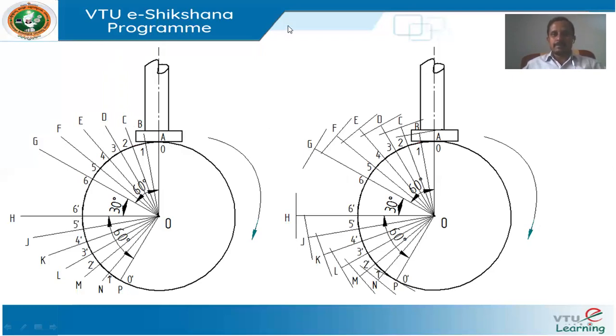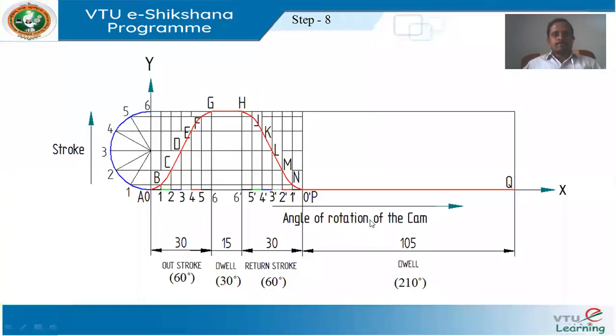Let me show the displacement diagram. So this is the displacement diagram under simple harmonic motion. Here, the first intersecting point A coincides at 0. Then the second intersecting point B is from 1. This distance we need to measure: the distance from 1 to B, vertical distance from 2 to C, vertical distance from 3 to D, 4 to E, 5 to F, 6 to G during outstroke. During return stroke, 6 dash to H, 5 dash to J, 4 dash to K, 3 dash to L, 2 dash to M, 1 dash to N, then P coincides at 0 dash.